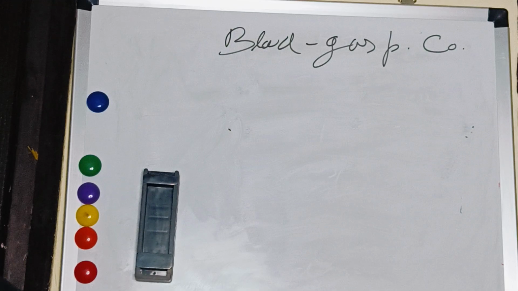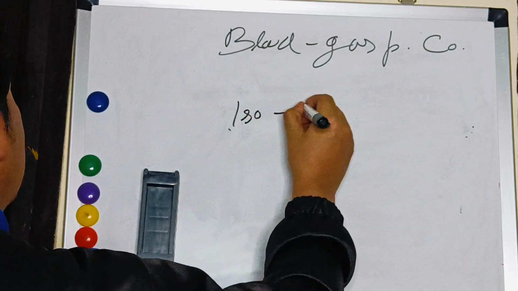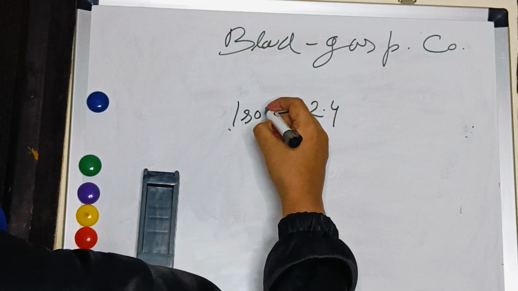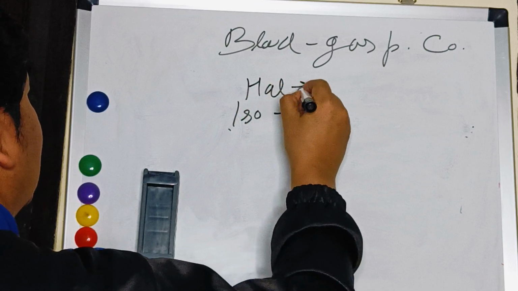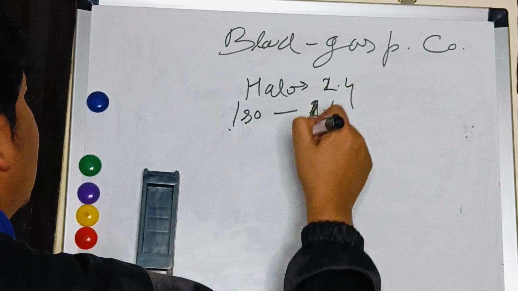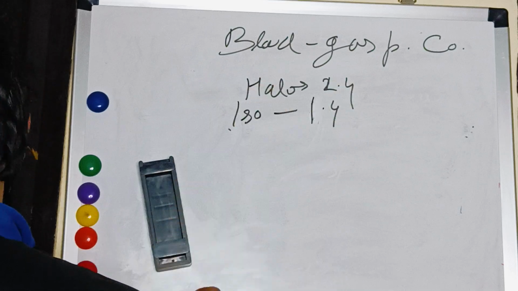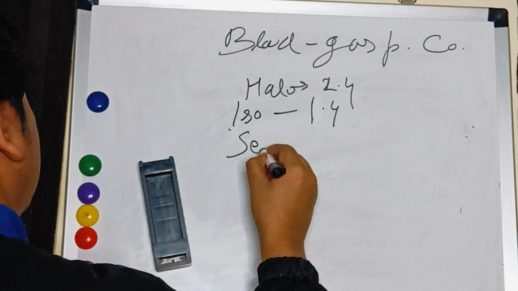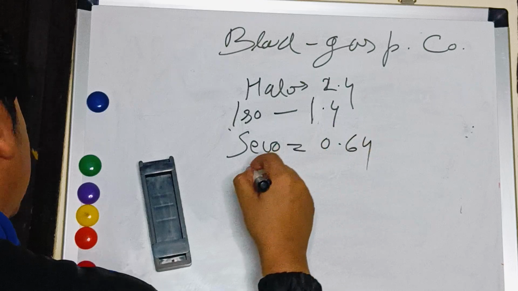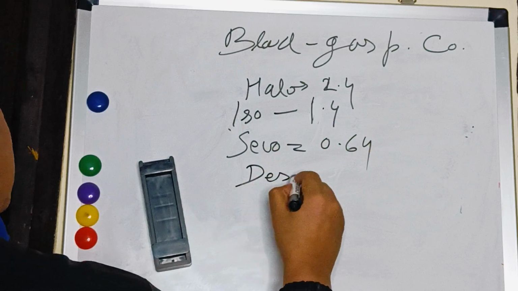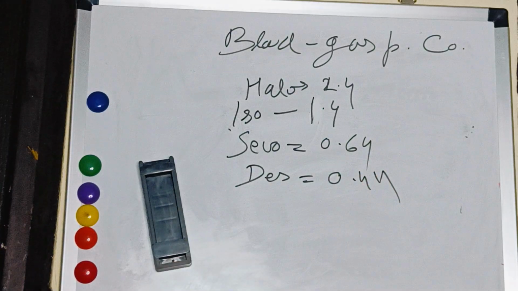When we compare the different blood gas partition coefficients, halothane is 2.4, isoflurane is 1.4, sevoflurane is 0.66, or 0.64, and desflurane is 0.44. These are approximate values for comparative analysis.